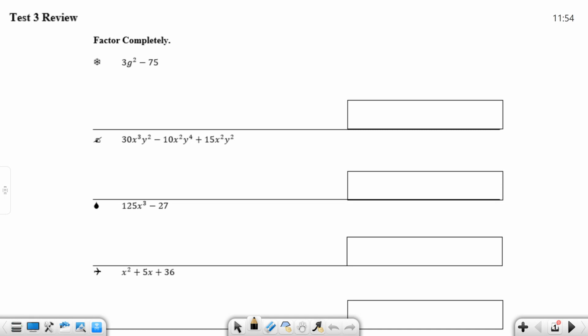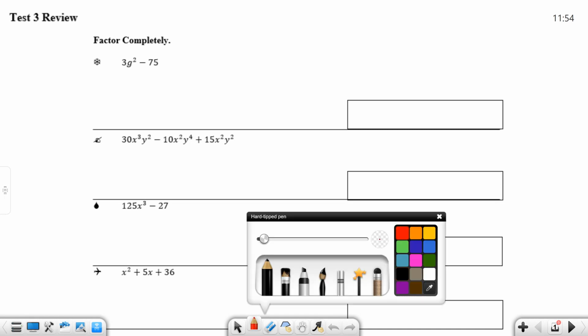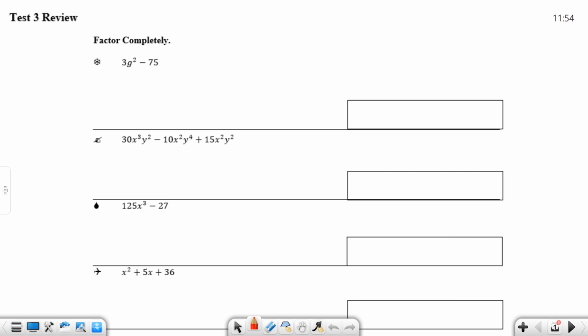This will be our test 3 review in intermediate algebra for factoring. We want to factor completely. Notice there is no equal sign on any of these problems until we get to new directions. So we are not saying g equals 5 or g equals 8 or x equals this or y equals that. We're not doing any of that stuff right here. We're just factoring. So here we have one term, two terms.